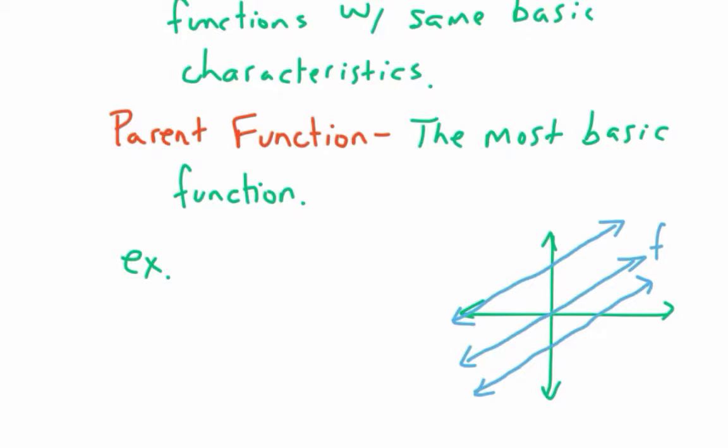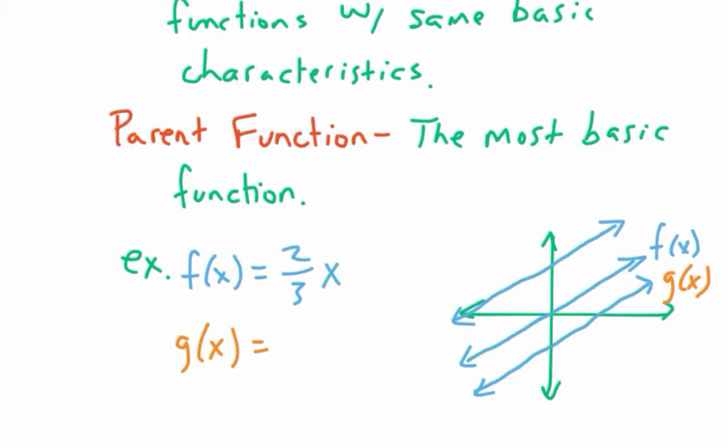I'll label that middle one f of x. I'm going to make up an equation for mine. The slope is a little less than 1, so maybe I'll say 2/3 x. So f of x, or y, is 2/3 x for that one. The one that's down below it, I'll call g of x. What do I know about the slope of g of x? It's the same. It has to be 2/3. So g of x will equal 2/3 x.